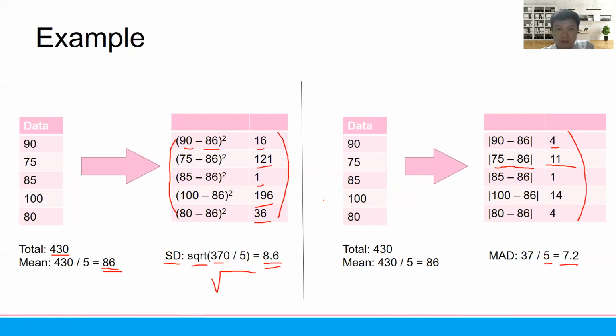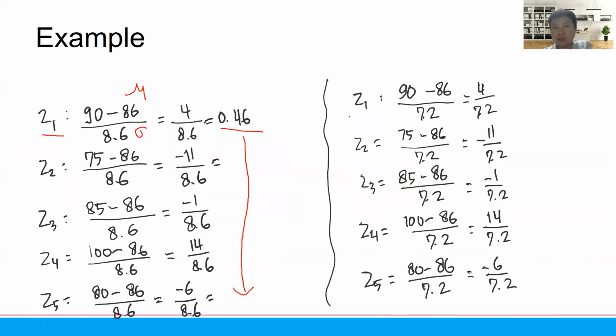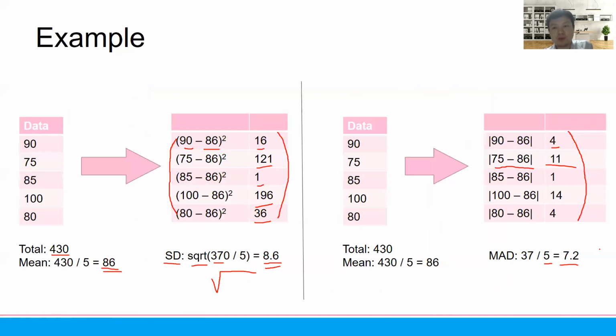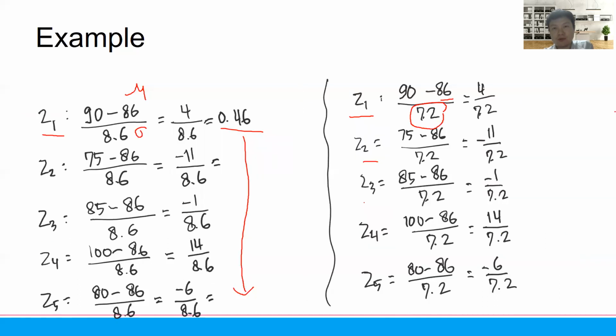The same as the example in the Z-score. So we want to put Z1, Z2, Z3, and so on. For every data, 90 minus 86, which is the mu, and then we divide by the standard deviation from MAD, which is 7.2. After you do this operation, you will get this number: 4 divided by 7.2, minus 11 divided by 7.2, and so on.